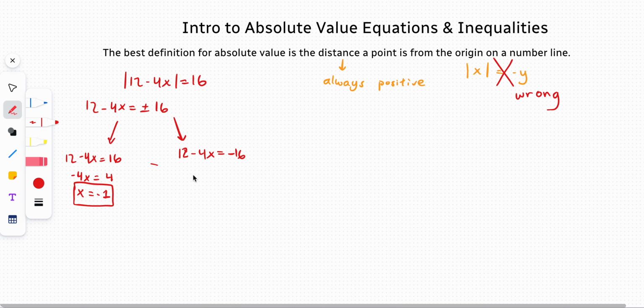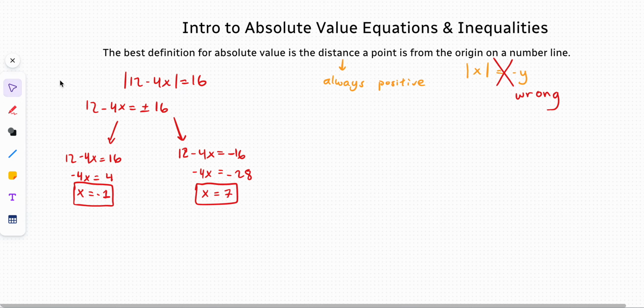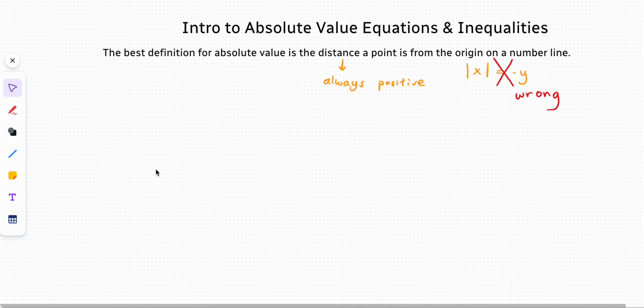Now moving over here, we can subtract 12 from both sides. So we get negative 4x equals a negative 28. X is going to equal positive 7, and these are going to be our two values that satisfy the equation.